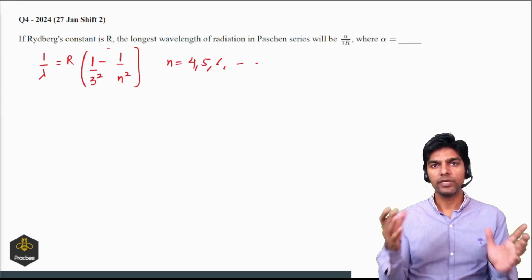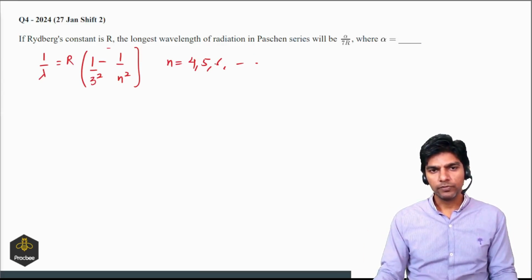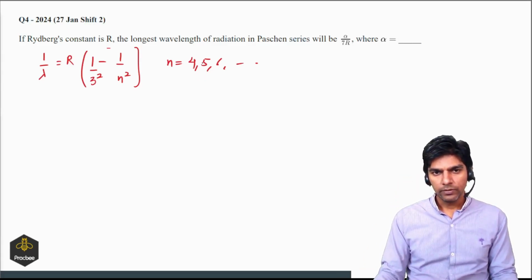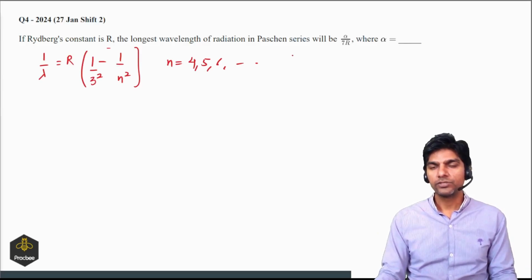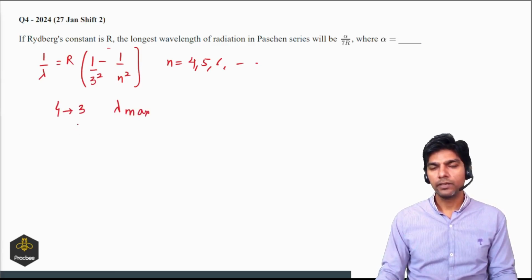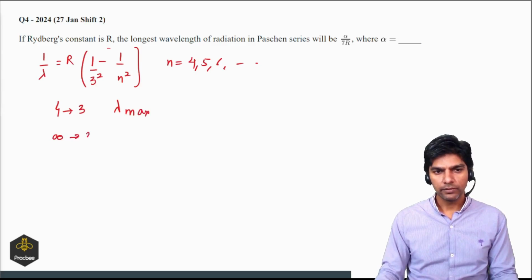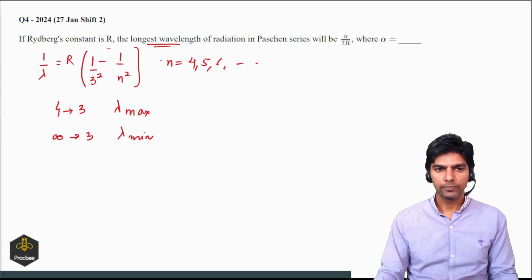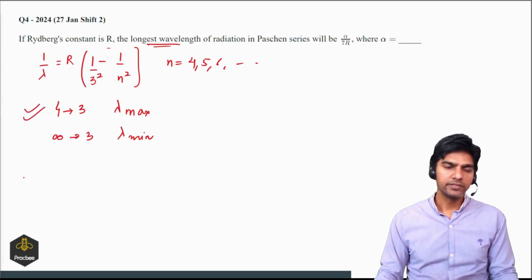They are saying the longest wavelength of radiation. So when do we have the longest wavelength? Wavelength will be longest if the energy gap is least. So for the very first line of Paschen series, we get the longest wavelength. When the electron jumps from 4 to 3, lambda will be maximum, and when the electron jumps from infinity to 3, lambda will be minimum. Let us simplify this. We have to find the longest wavelength, so we consider this transition.